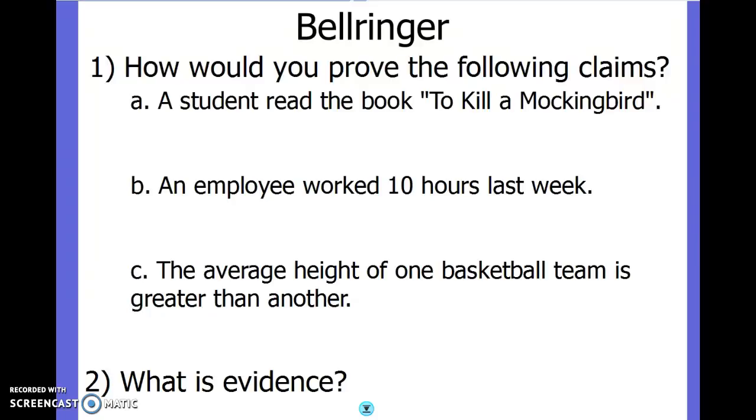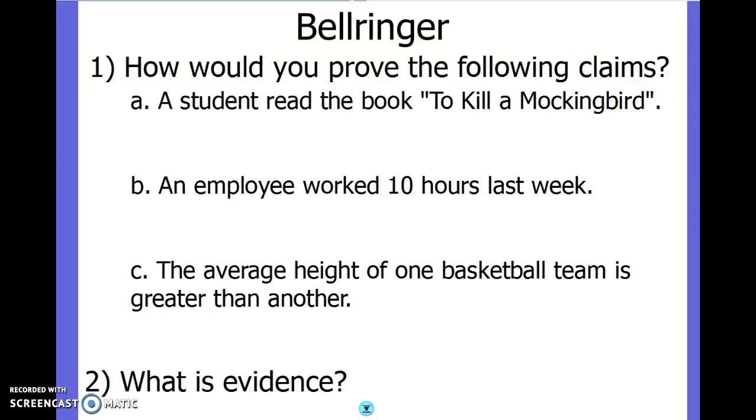What about if you're trying to prove that an employee worked 10 hours last week? Maybe time cards, some type of punch in, punch out kind of system, something like that. What if we're trying to prove that the average height of one basketball team is greater than another? Again, we could do some calculations, right? We could explain, well, okay, so I can take this team over here, calculate all their heights, and then average them. Take the other team, measure their heights, calculate the average there, and then I could compare them.